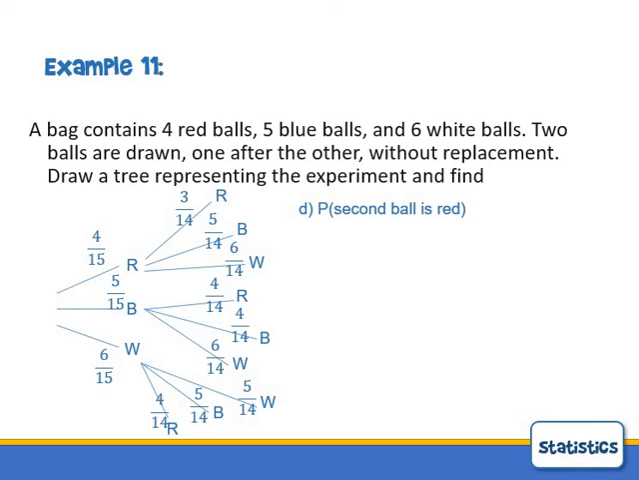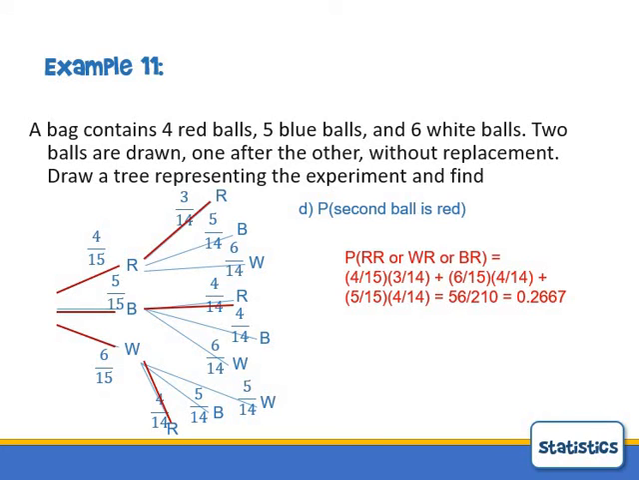And then one more, what's the probability that the second ball is red? So in that case, it doesn't matter what happens on the first, so there's 3 ways that can happen. It could be red, red, blue, red, or white, red. And so we're going to have 6 numbers involved, 3 multiplications. So it's the probability that it's red, red, or white, red, or blue, red. Again, the particular order there doesn't matter as long as we've got all the combinations. So red, red would be 4 out of 15 times 3 out of 14. White, red would be 6 out of 15 times 4 out of 14. And then blue, red, 5 out of 15 times 4 out of 14. Compute all that very carefully. You get 56 out of 210, or 0.2667.